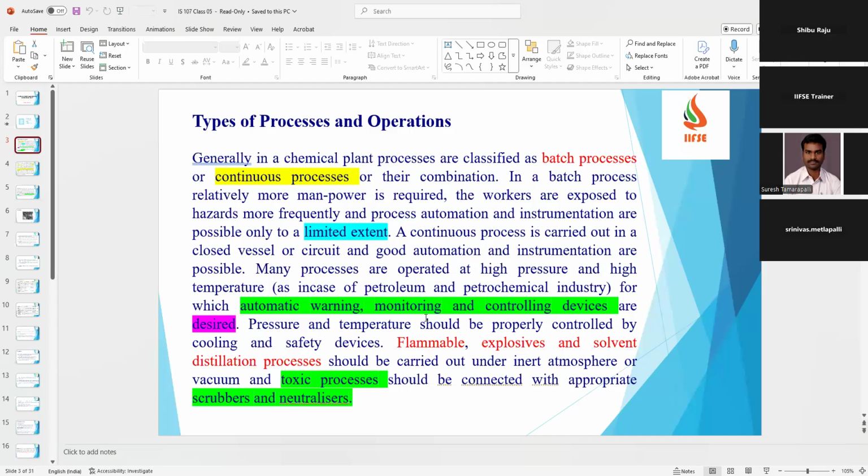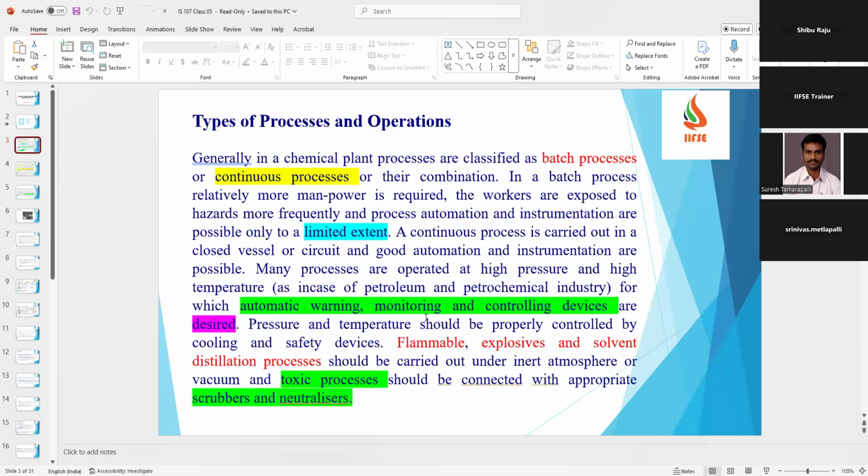So every manufacturing sector will have different set parameters, the instrumentation, digital control systems will be there. According to the digital control systems, they set pressures and temperatures. So whenever the reaction reaches certain temperatures and pressures, automatically it gives an alarm, so that the people can acknowledge and control. And pressure and temperature should be properly controlled by cooling and safety devices.